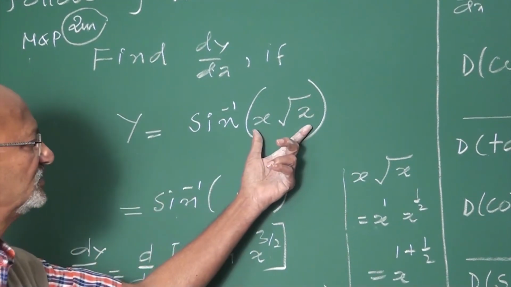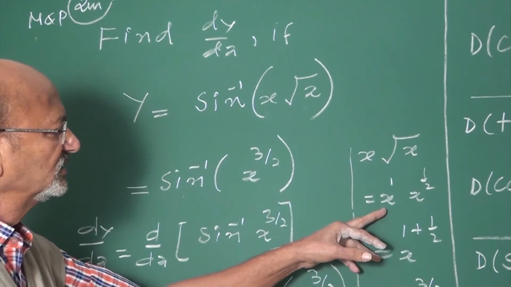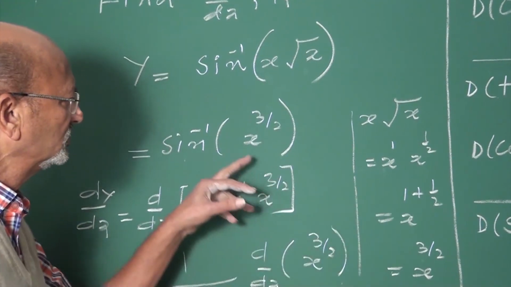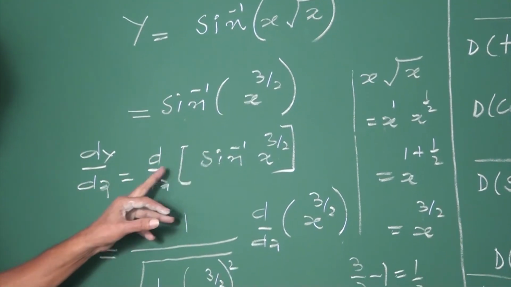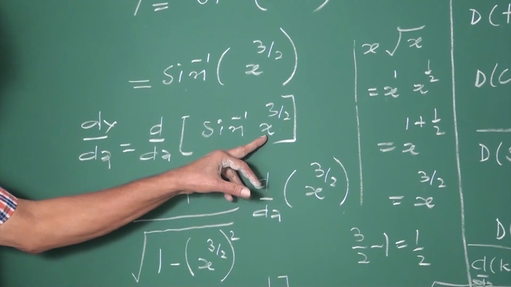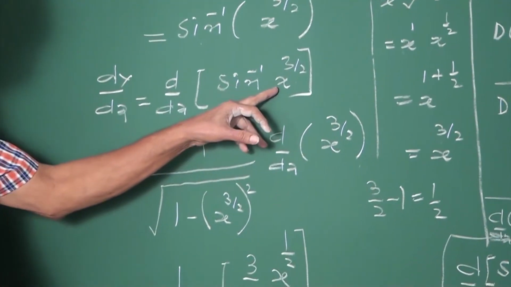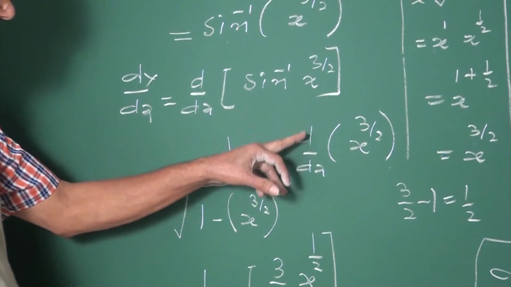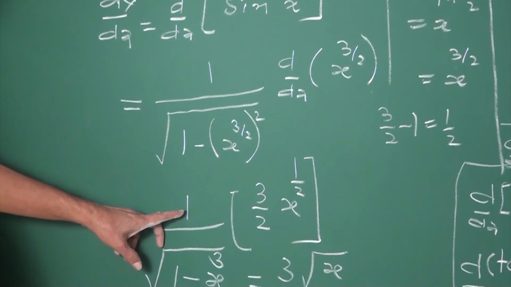Yes, my friend, simplify it because it is the same: x into root x is x to the power 1, x to the power half, add 3 by 2. Substitute in sin inverse f. The derivative of sin inverse f is 1 by root 1 minus, whatever it is, square. If it is other than x, write its derivative. Yes, my friend, simplify it.